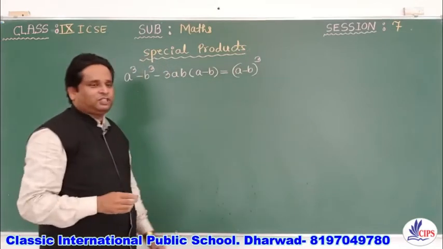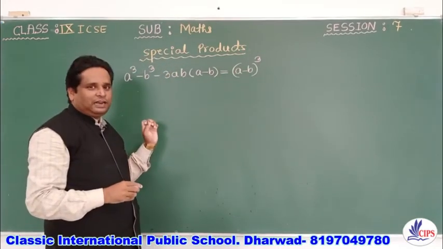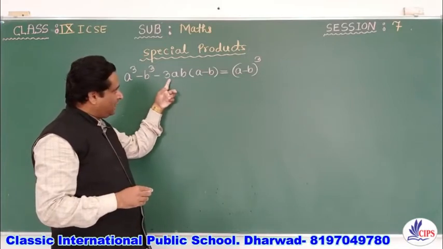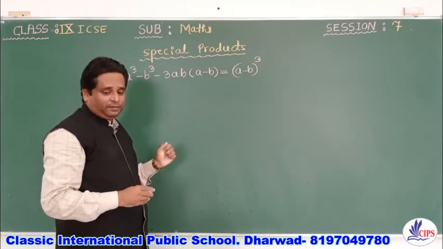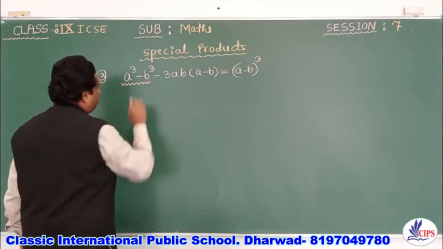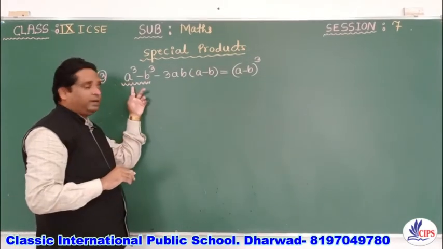We know the expansion of (a − b)³, right children? That is a³ − b³ − 3ab(a − b). From this I want the expansion of a³ − b³ here.